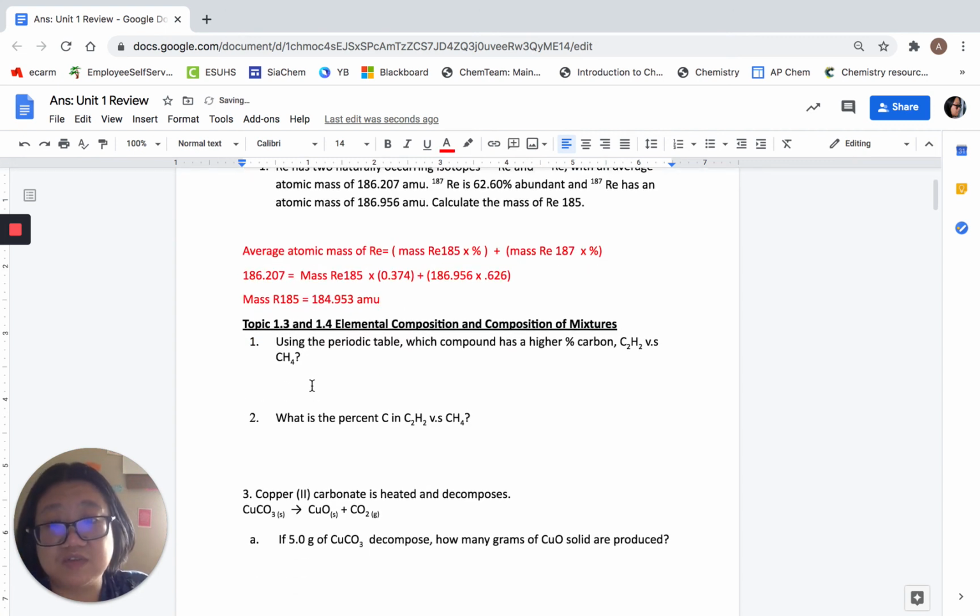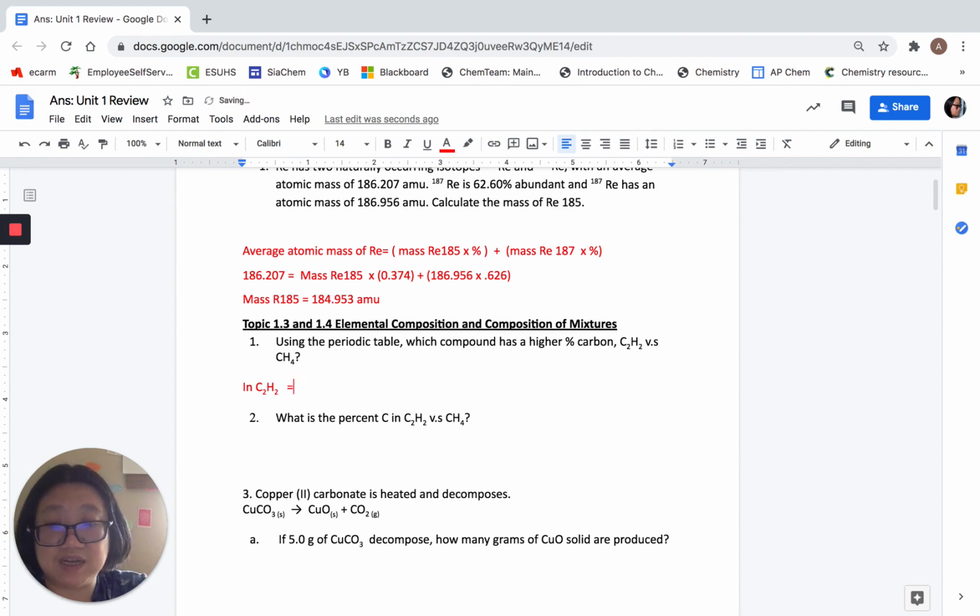All right, let's go ahead and do the next one. Using the periodic table, which compound has a higher percent of carbon? This one actually, you don't need to do a calculation. You're just going to explain what's going on. So in C2H2, the percent mass of carbon is basically a 1-to-1 ratio. This is more like a multiple choice question, basically. So I'm just going to go ahead and explain it.